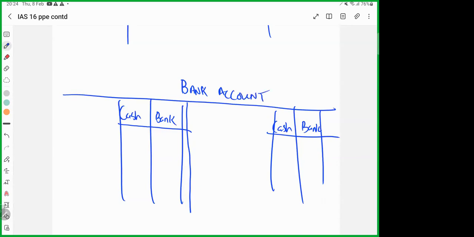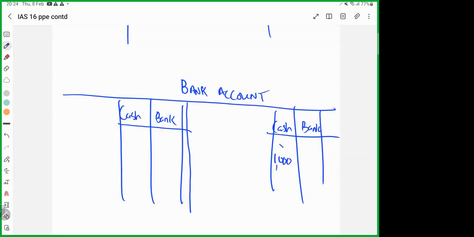Have you heard of two-column cash book? I am taking 1,000 from the drawer and depositing that money in the bank. So when I remove 1,000 from the drawer, meaning my cash till in my office, my cash balance will increase or decrease? Decrease. So in cash account, I should debit or credit? Credit. So I will credit 1,000 here.